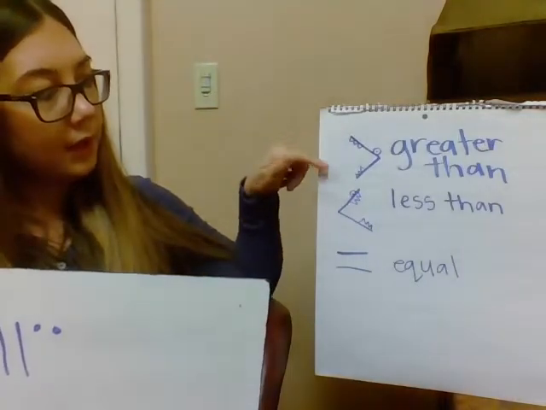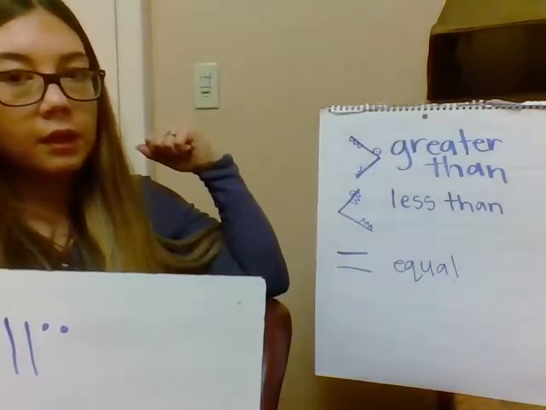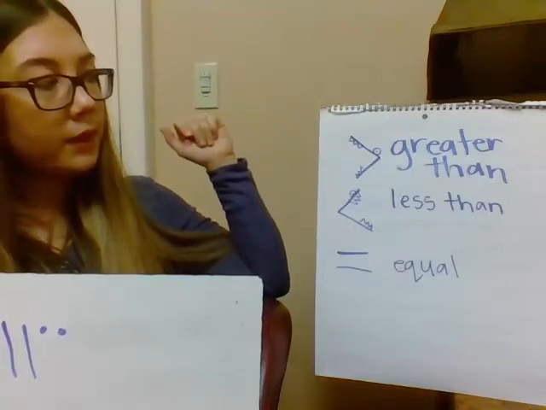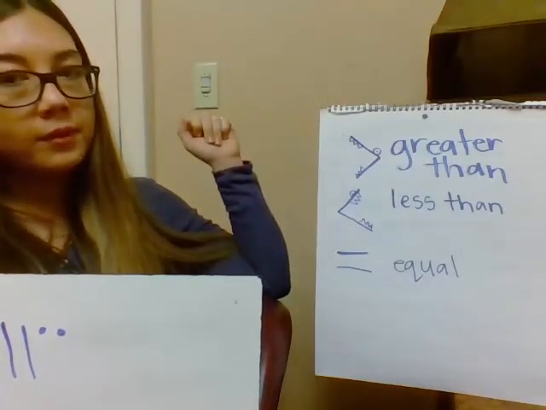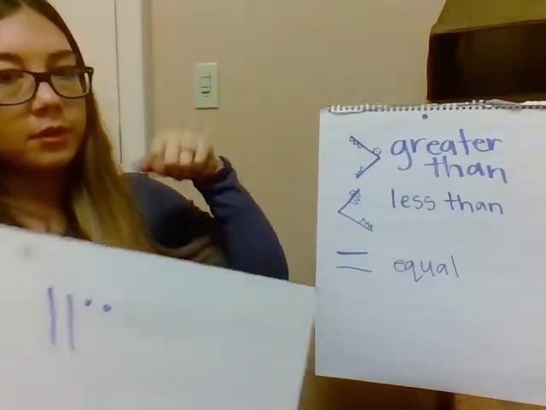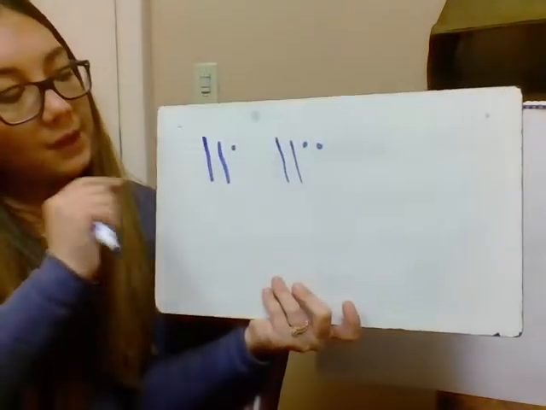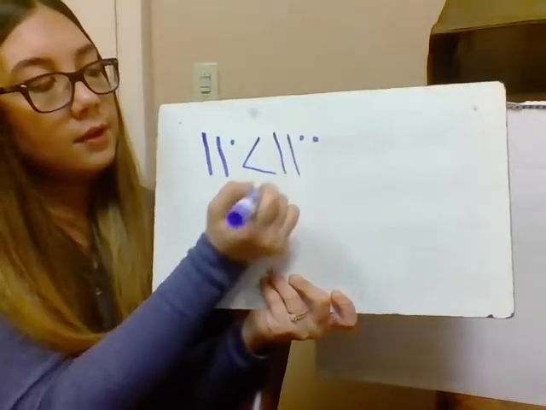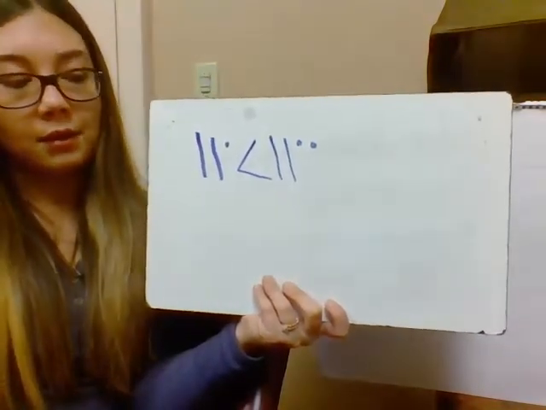Look at my alligators. Look at my equal sign. Remember, the sign always opens to the bigger amount. The alligator always opens his mouth to the larger amount. If you said 21 is less than 22, you're right.